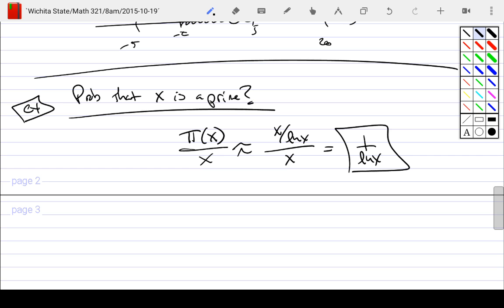And as you can tell, what is the probability as x goes to infinity? It's going to 0, right? The larger and larger you take, the fewer and fewer primes there are. There's still a lot of them, but they become rarer as you go.